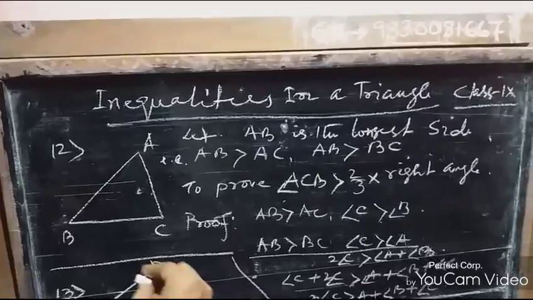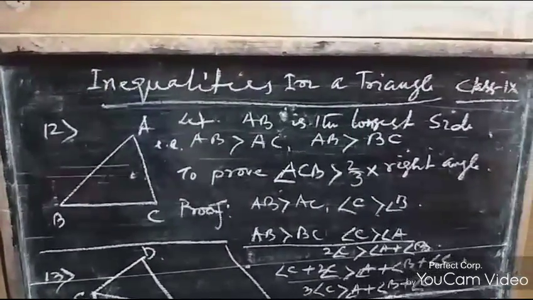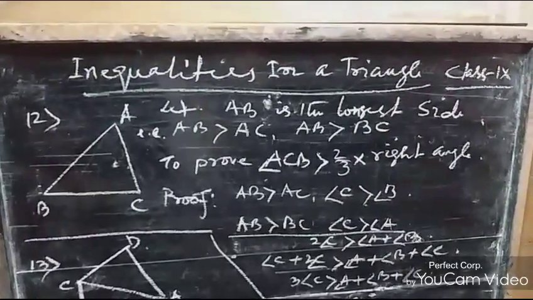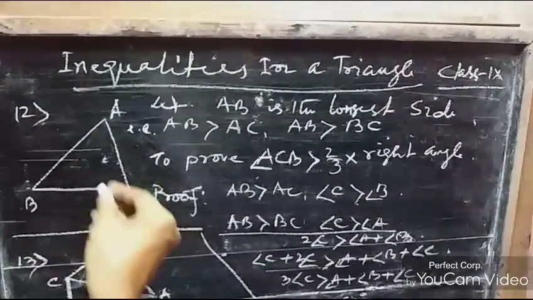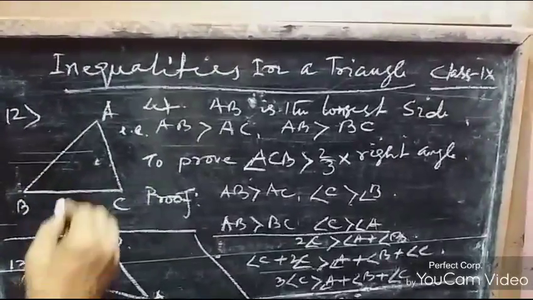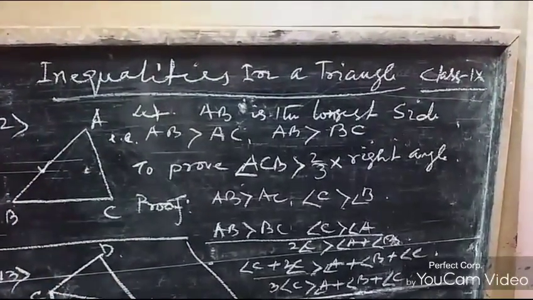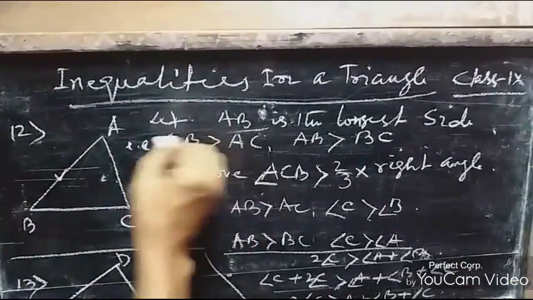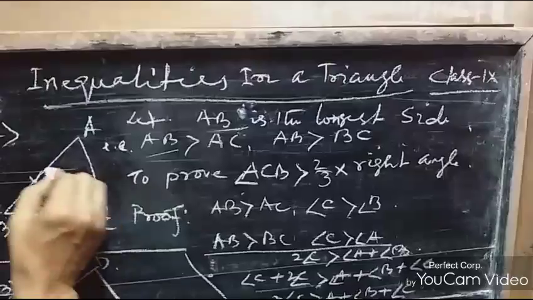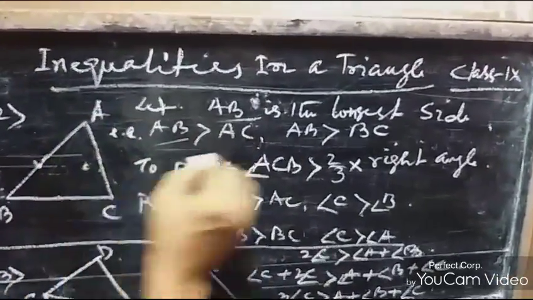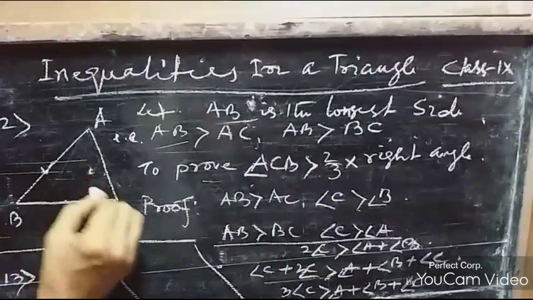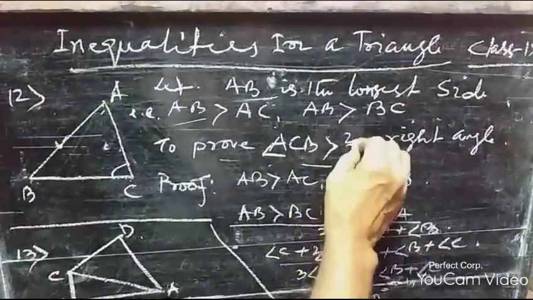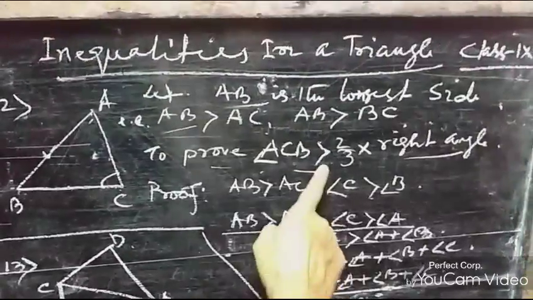See, 12 is given: prove that in a triangle other than an equilateral triangle, the angle opposite to the longest side is greater than 2/3 of a right angle. This is not an equilateral triangle, so let AB be the longest side. Then AB is greater than BC and AB is greater than AC. We need to prove that the opposite angle of this longest side, angle ACB, is greater than 2/3 of a right angle.